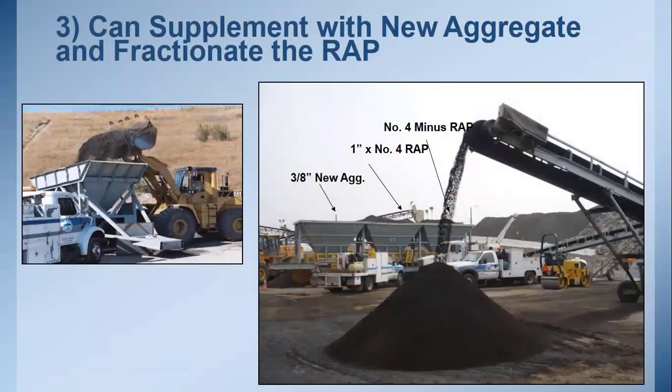You can supplement this with new aggregate, or you can fractionate the RAP. Kind of the nice thing about CCPR is it does allow you to control the gradation a little bit better. So here is a process where the contractor fractionated his RAP and added new aggregate. He had to bring in some extra bins, but you can see in the background he has one bin that has 3/8 inch new aggregate, another bin that had the 1 inch to number 4 RAP, and then a third bin that had the minus number 4 RAP. This would allow him to proportion these any way he wanted. And in the foreground is the processed CCPR mix ready to be transported to site.